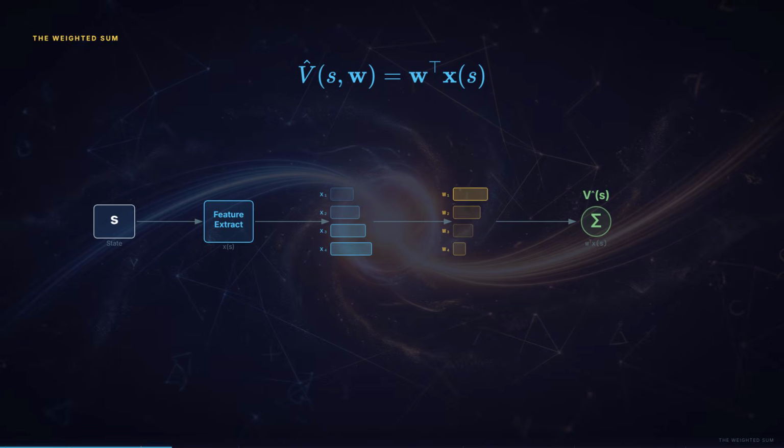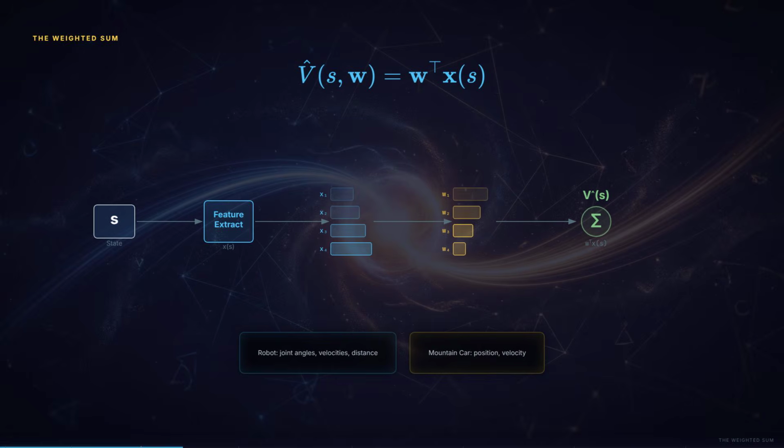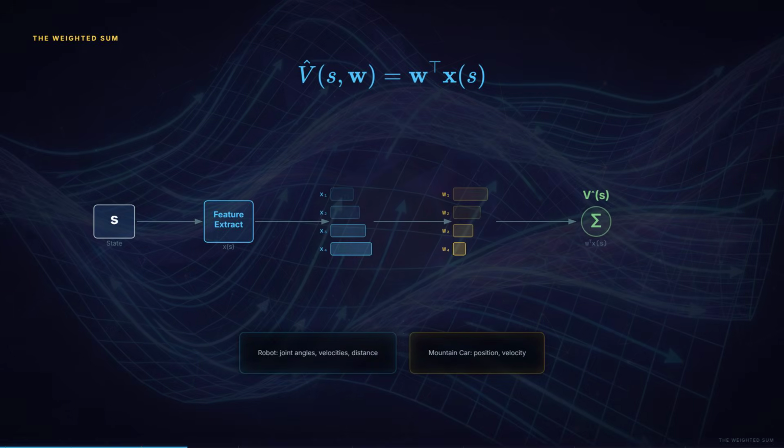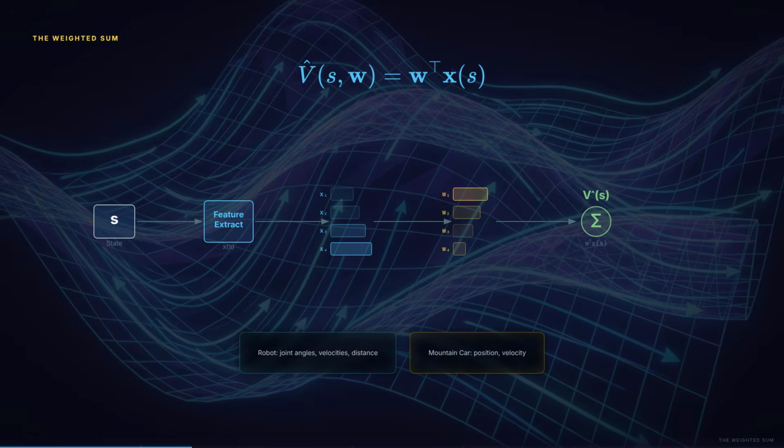The feature vector X of S extracts what matters about the state. For a robot arm, the features might be joint angles, velocities, and distance to the goal. For mountain car, position and velocity. The features are fixed by the designer. The weights are learned from experience.